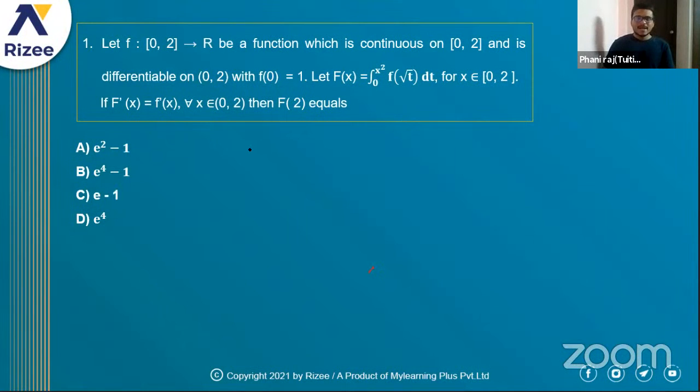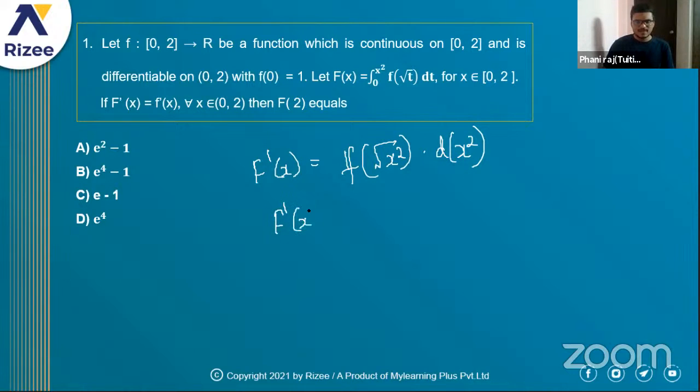See, by Leibniz rule of differentiation, we can see that F dash of x equals small f of root x square into the derivative of x square. This is standard by Leibniz rule of differentiation. So capital F dash of x equals f of x. Why only x? Because x is positive, so there is no need to take mod.